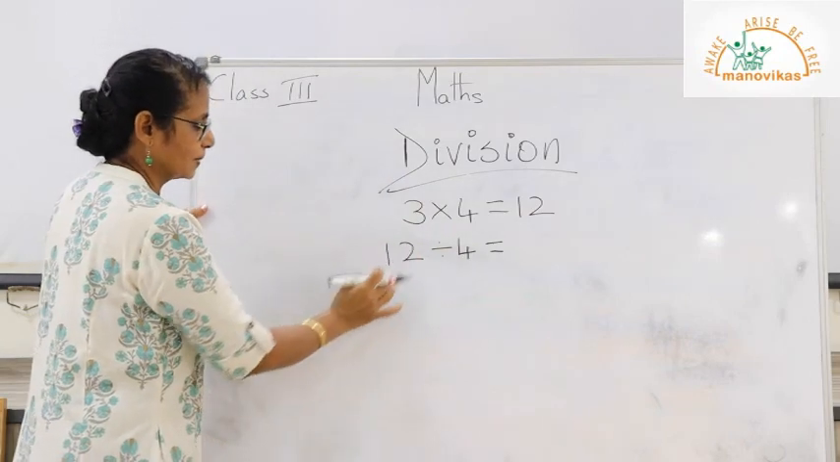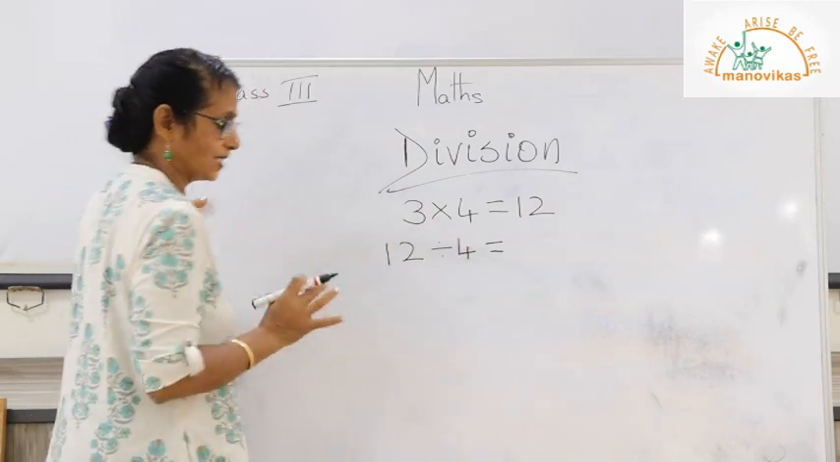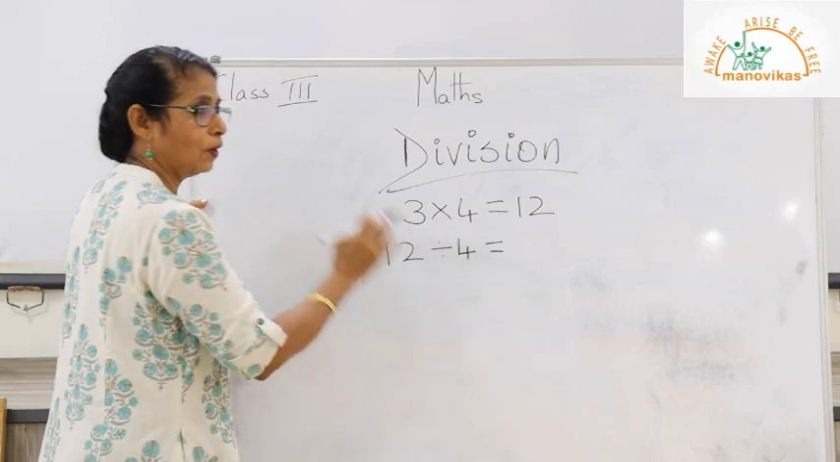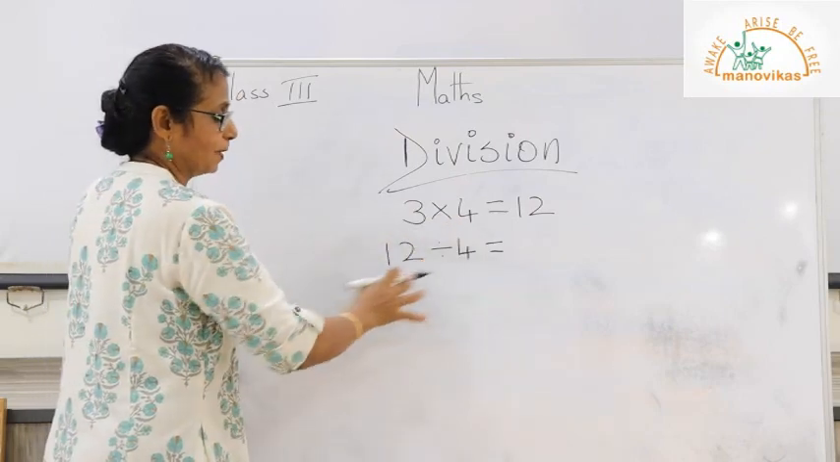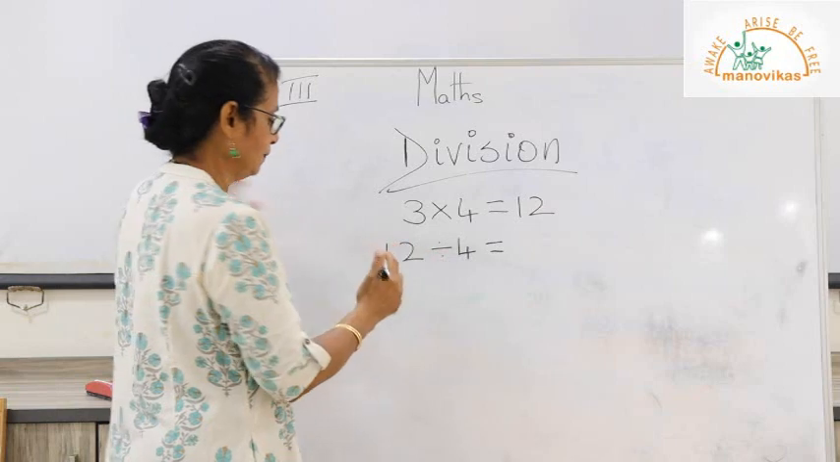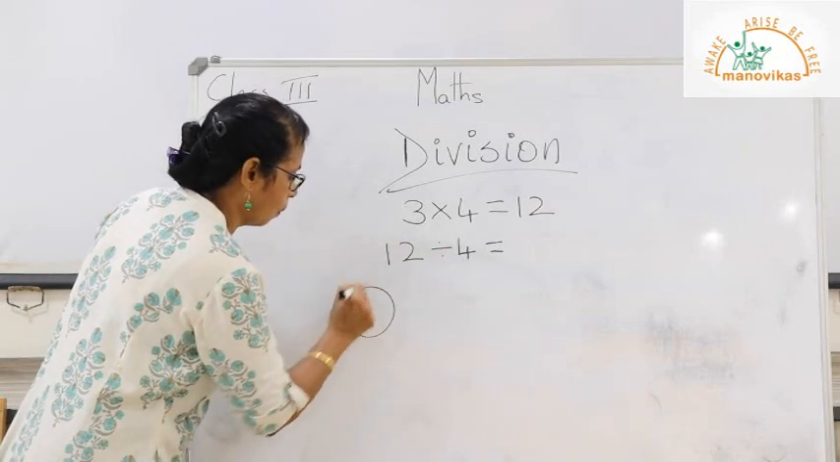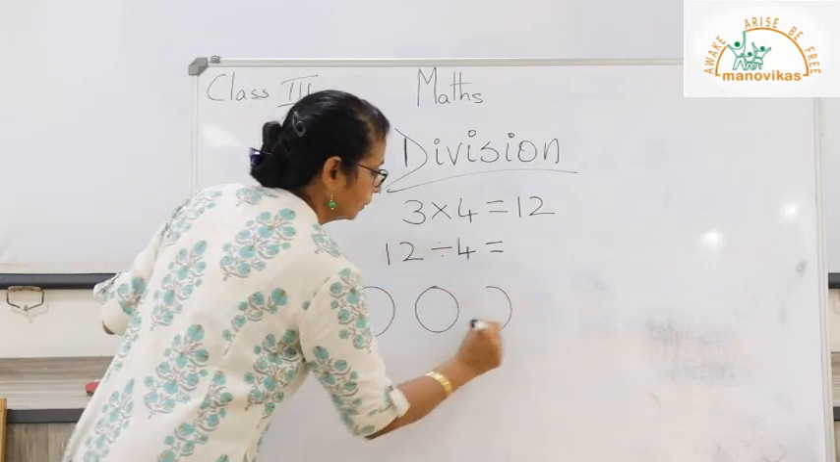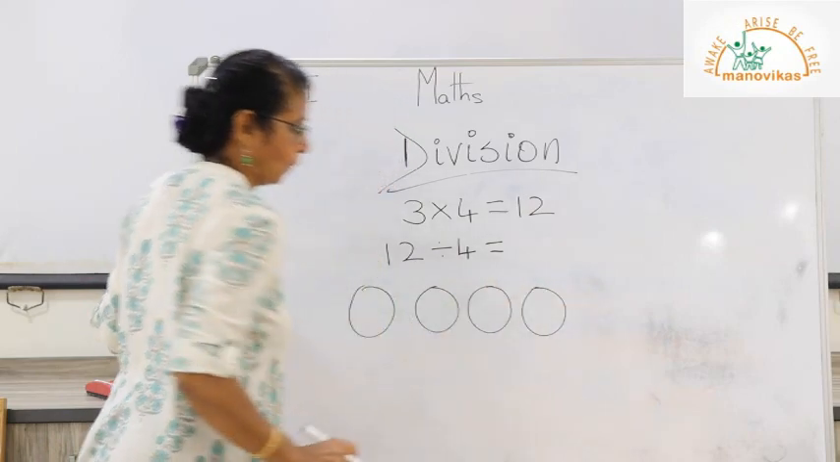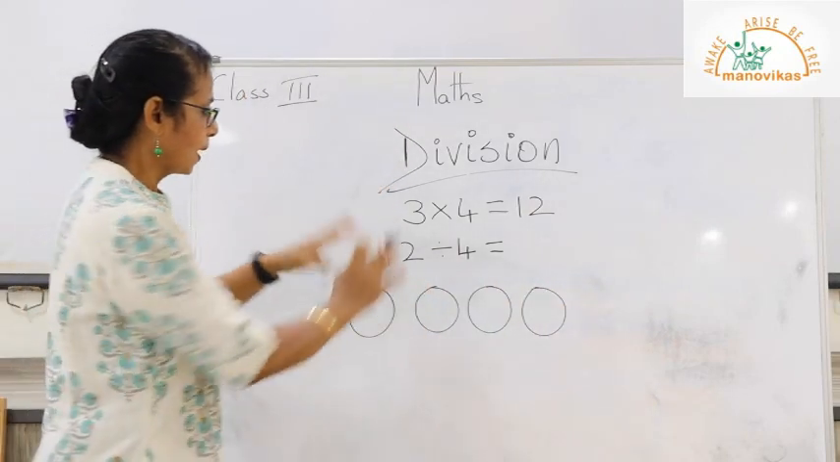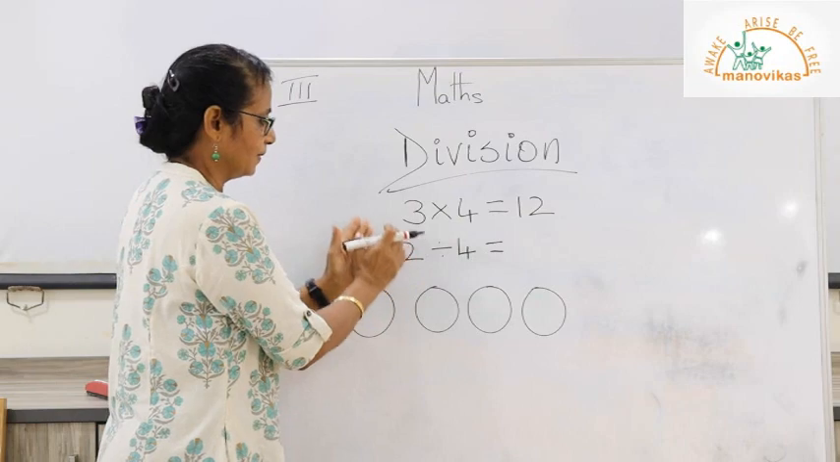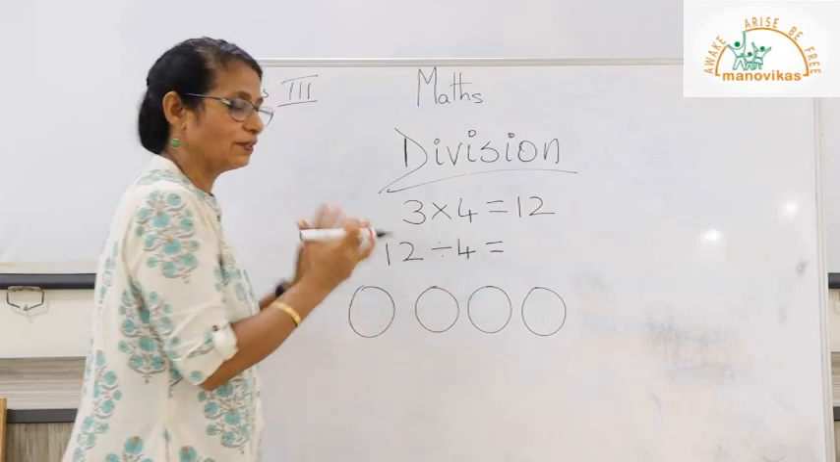So since we need to make 4 sets, because the number 4 denotes the number of groups that we have, let's make 4. 1, 2, 3, 4. Now the number 12, we need to divide it. We need to divide the objects.